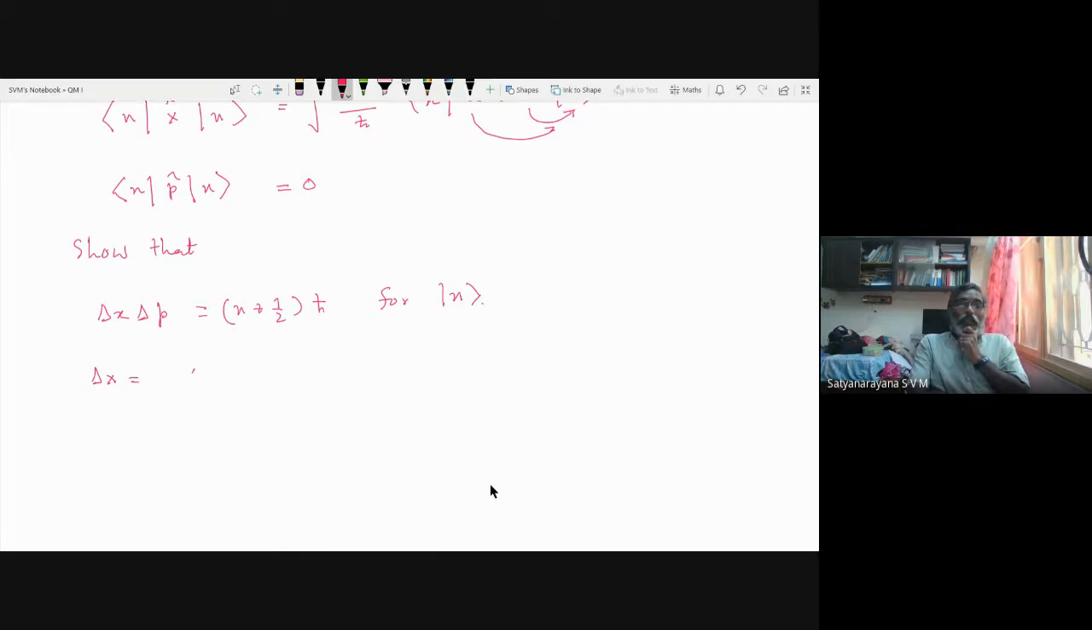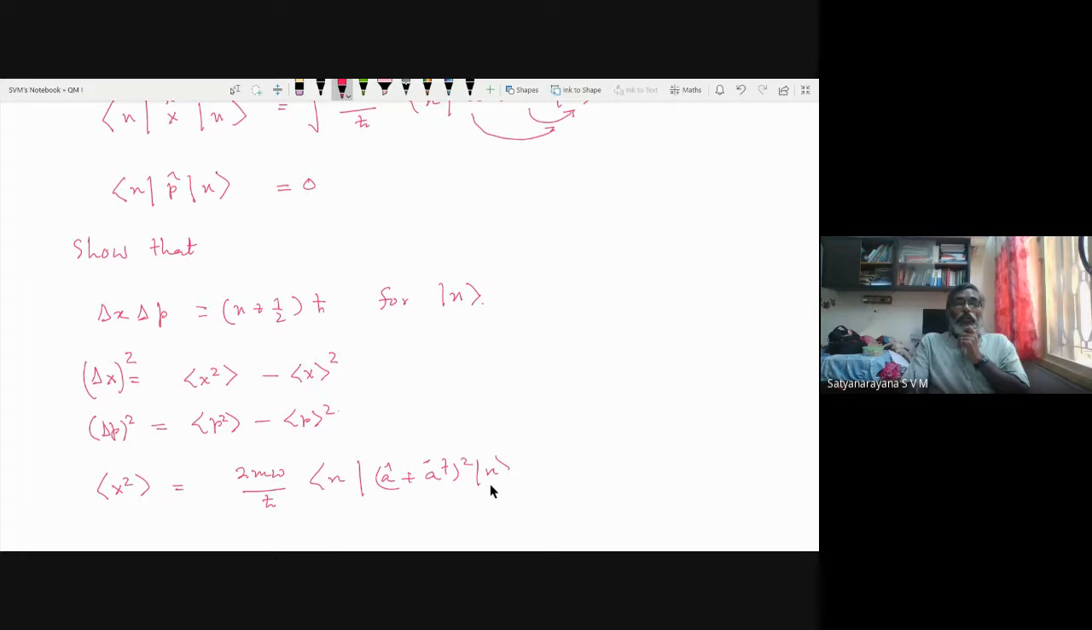You write the square of delta x as the average of x square minus the square of average x. Similarly, the square of delta p as the average of p square minus the square of average p. We have already shown that average x and average p are 0. Now you have to find the average x square, which is basically h bar by 2m omega times n, a plus a dagger, the whole square. When you do the square, you get a dagger a terms, and they will have some non-zero entries in this expansion. That will give you a non-zero value for x square and for p square. Then you find the uncertainty for an arbitrary state n.